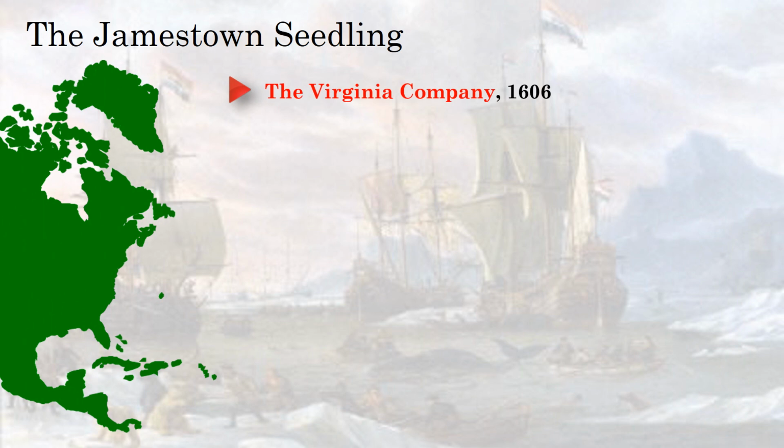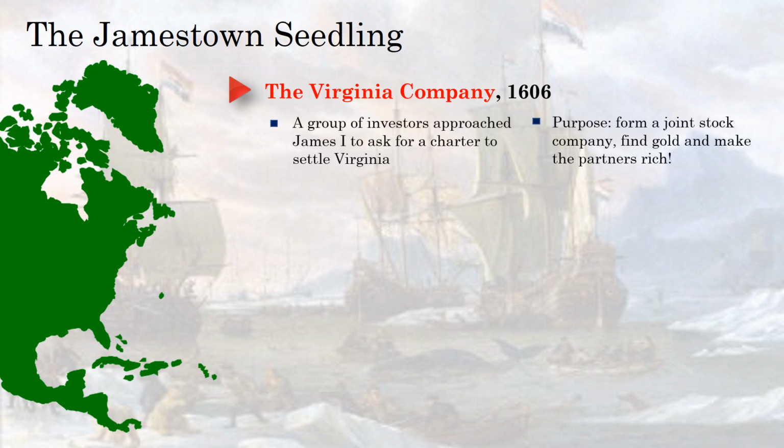Well, the first group that's going to make such an effort is called the Virginia Company. They organize in 1606. Now, they are what's called a joint stock company. That's a group of investors. These are folks that primarily want to go over to the New World. They want to score some gold or some silver or whatever they can find and enrich the people who helped finance the voyage. And so they go to James I, who's the King of England at the time, and they ask for a charter or official permission to go and settle this country of Virginia and find gold and make the partners that have helped to finance the voyage rich.